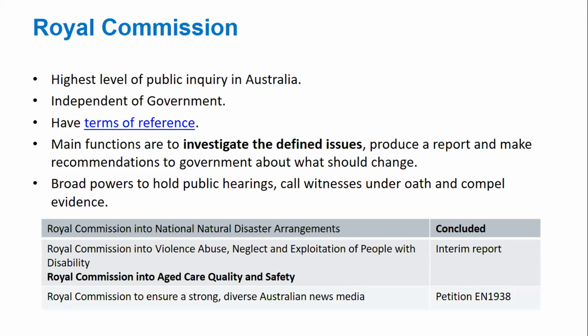There was a Royal Commission recently into National Natural Disaster Arrangements, which was concluded. There are 2 currently underway: the Royal Commission into Violence, Abuse, Neglect and Exploitation of People with Disability and the Royal Commission into Aged Care Quality and Safety. Both these commissions have released their interim report, and a petition has just been submitted to the government, in fact, for a Royal Commission to ensure a strong, diverse Australian news media.